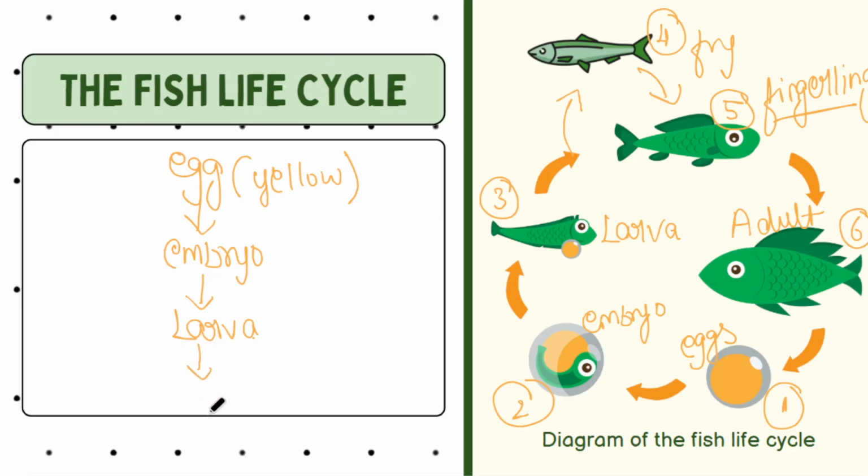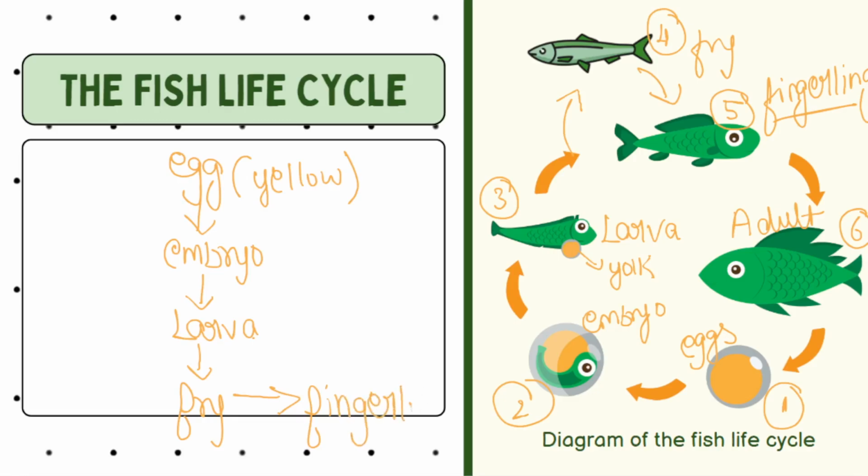Then the next stage, fry. What is fry? This yellow color we call yolk. When this yellow yolk is fully finished, fully eaten by the fish, it forms a fry. Then the next stage is fingerling.